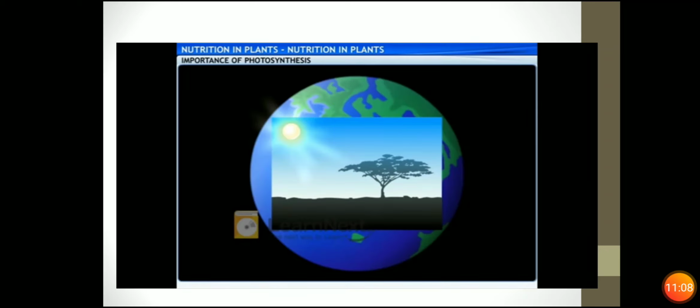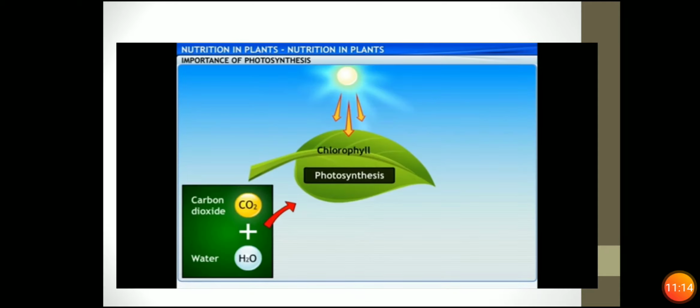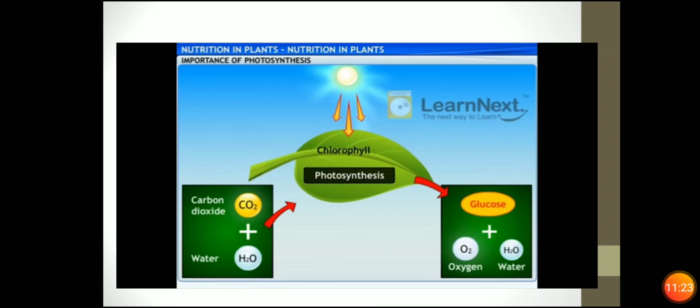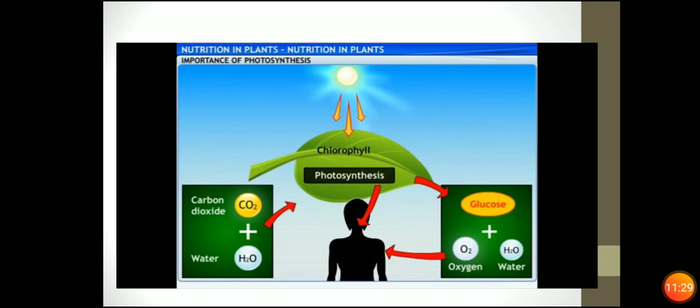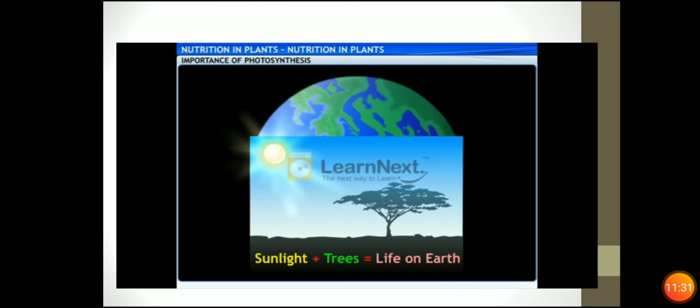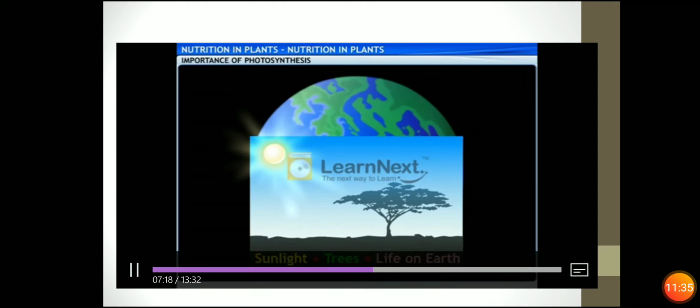Can you guess why the sun and trees are called the lifeline of our planet? Without energy from the sun, plants will not be able to make food through photosynthesis. And if photosynthesis does not take place, we won't have enough oxygen and food to sustain life on Earth. Thus, both sunlight and trees are essential to sustain life on Earth.